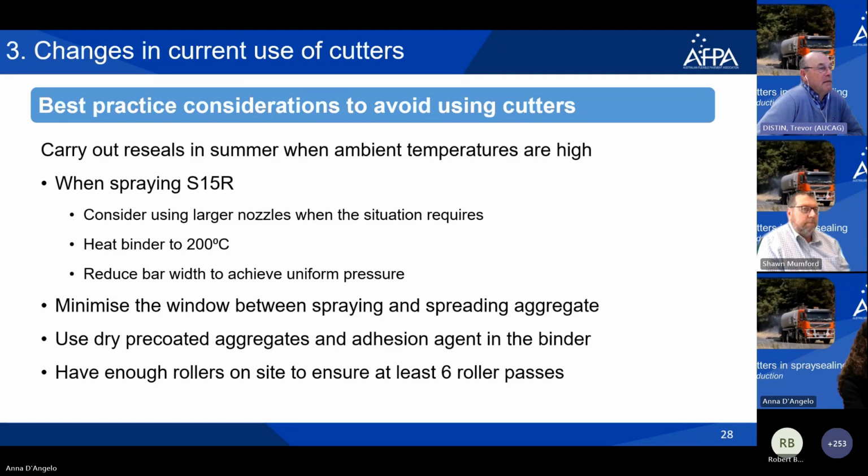It's also important, as has been said before, we need to pre-coat the aggregates, which helps break down the surface tension with the binder, and incorporate adhesion agents to improve the adhesion between the binder and the aggregate. These will all help improve and reduce the risk of any stripping with wet or cold weather. And then also make sure that we've got enough rollers on site, that we're able to at least perform 6 passes on the new seal, so that we're able to reorientate the aggregate and embed it into the underlying bitumen.